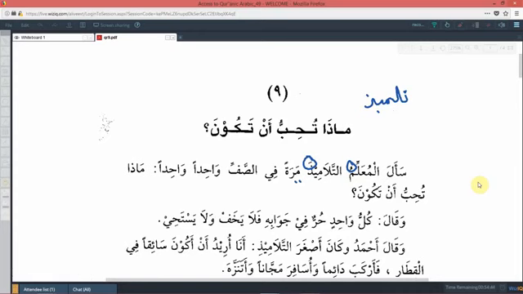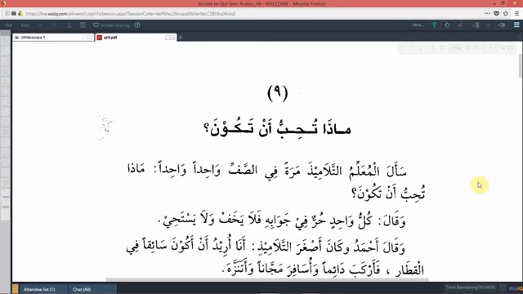Marratan is just one. The plural would be marrat. So if you did something thalatha marrat, 3 times, right? So you say astaghfirullah thalatha marrat, 3 times, right? 3 turns, 3 instances, right? Marratan is just one. So here it's basically saying once. Once the teacher asked the students.